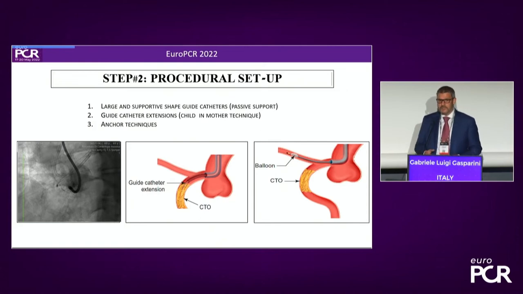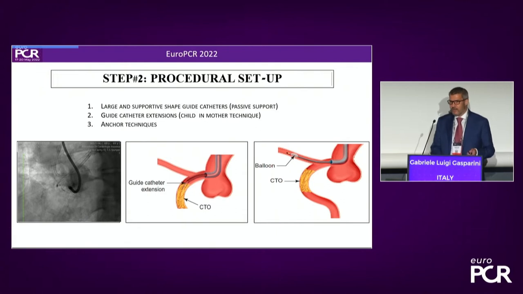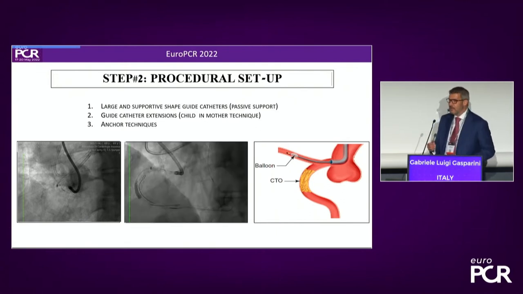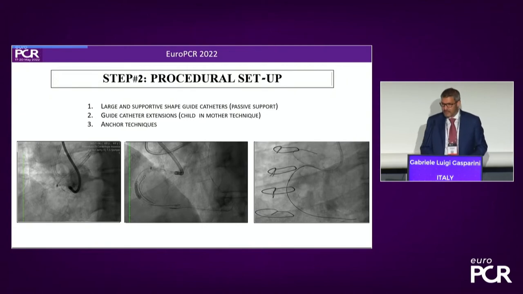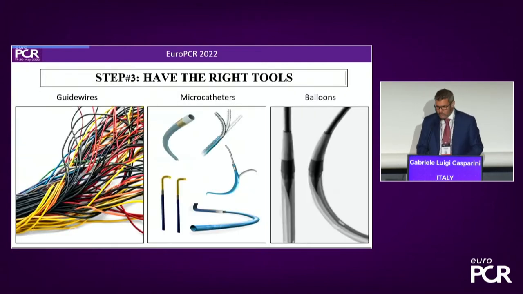But sometimes you need some adjunctive techniques, such as the use of guiding catheter extension and, in antegrade approach, the trap liner could be very useful to increase the antegrade support and the ability to deliver the antegrade system. And some other adjunctive techniques, such as the anchoring technique, could be useful to increase your antegrade support.